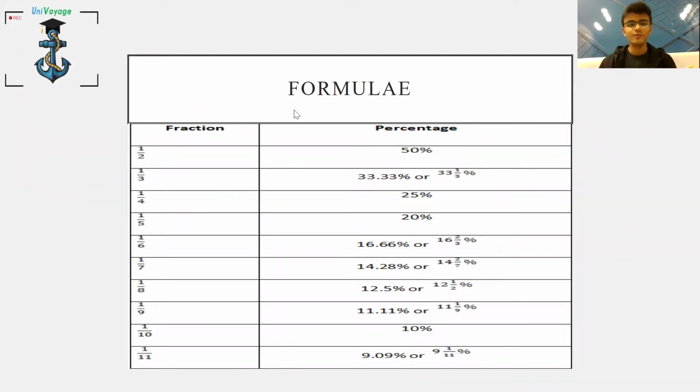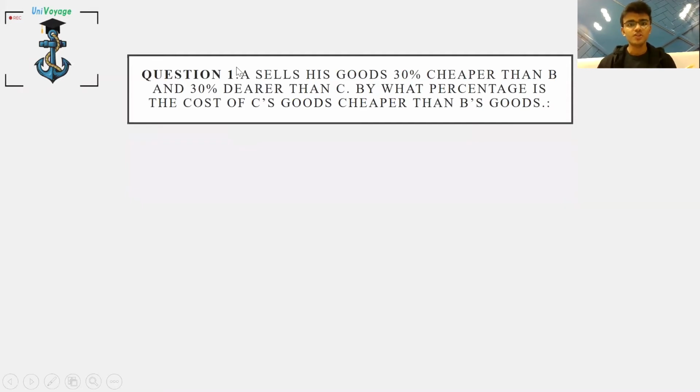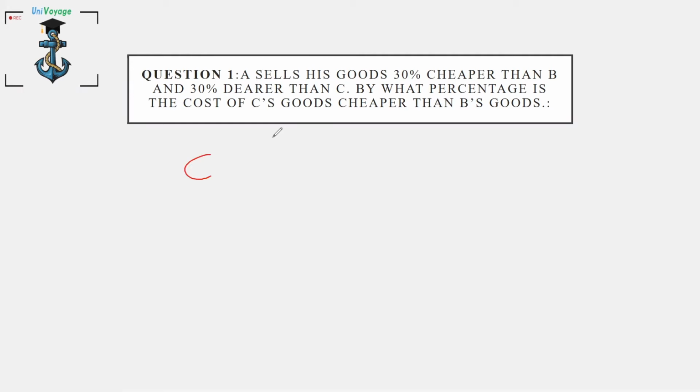Then we have the first question here. A sells his goods 30% cheaper than B and 30% dearer than C. By what percentage is the cost of C's goods cheaper than B's goods? You can pause the video and try it out yourself as well, and then come back here for the final answer. So let us assume that the cost of C is equal to P.